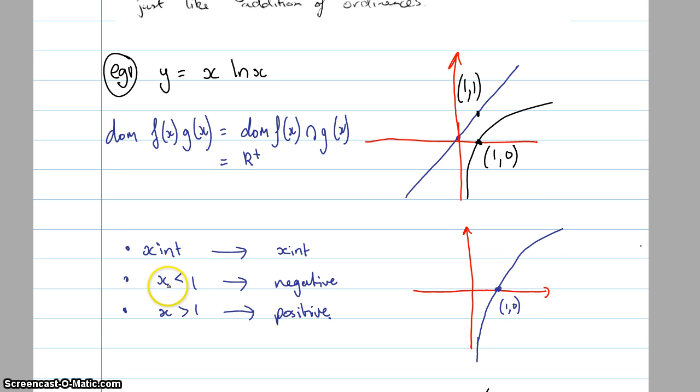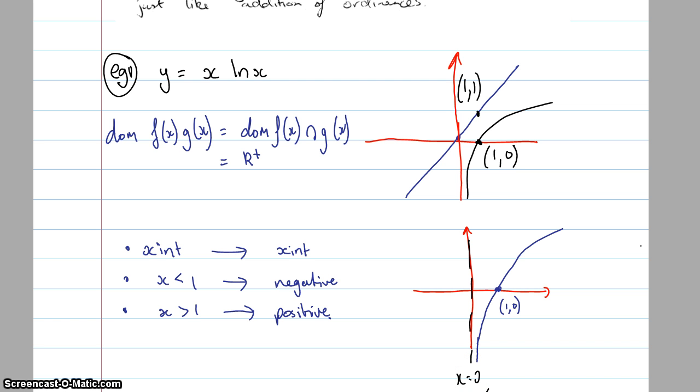Now, when x is less than 1 for the log graph, I've got a negative y value for the log, and a positive value between 0 and 1 for x. So when I've got a positive number multiplied by a negative number, the answer is going to be negative. Again, I'm not really sure how far down it is. I just know that this part between 0 and 1 has to be below the x-axis. There's an asymptote at x equals 0.